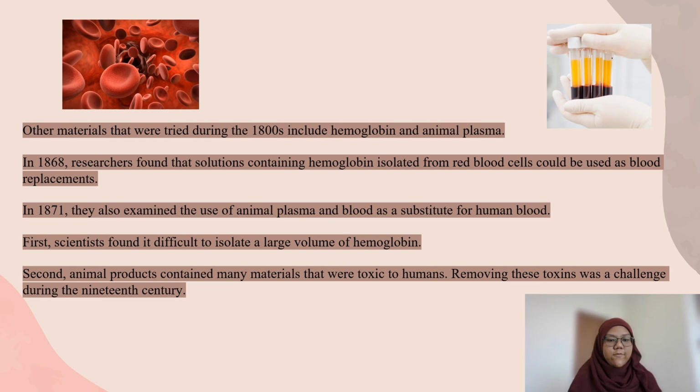First, scientists found it is difficult to isolate a large volume of hemoglobin. Second, animal products contain many materials that were toxic to humans. Removing these toxins was a challenge during the 19th century.